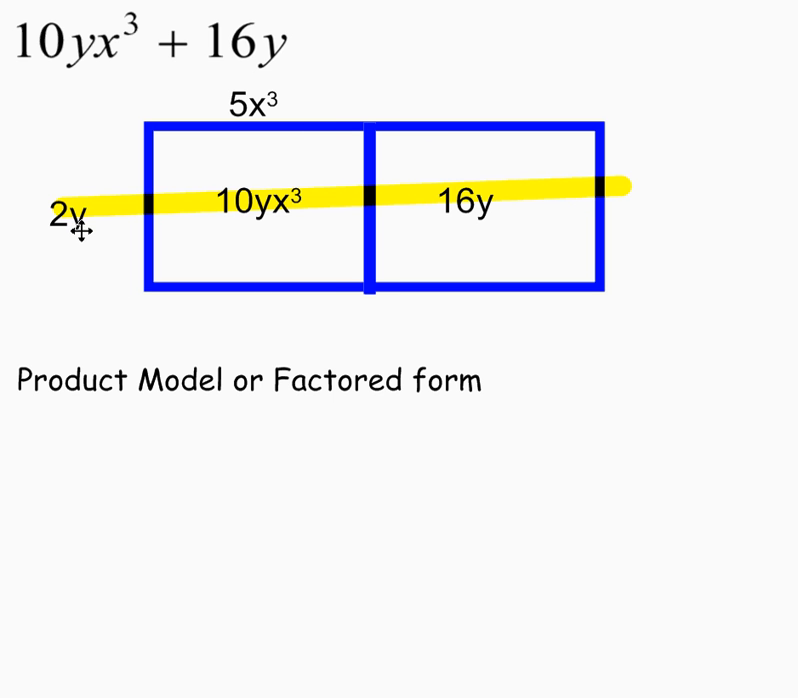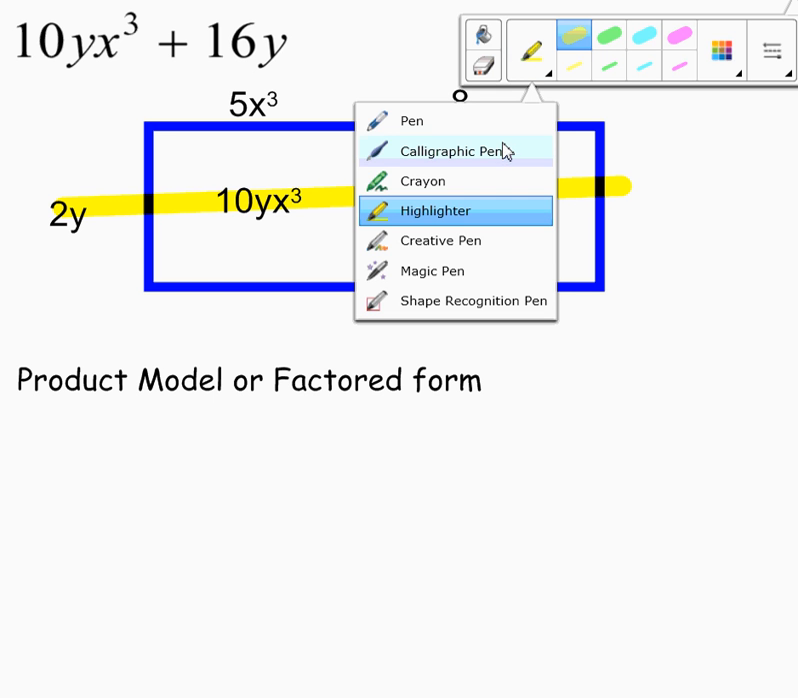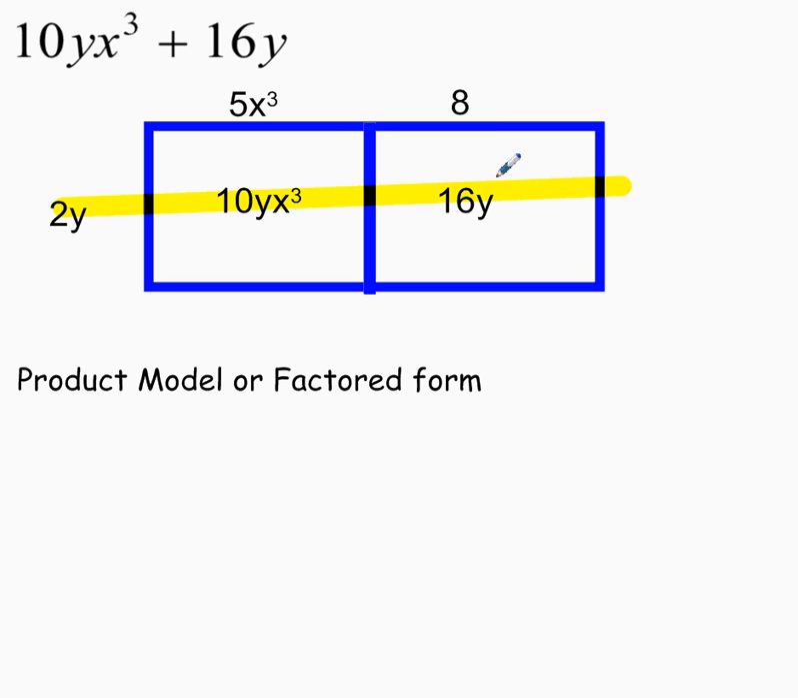We'll do it again. 2y divides into 16y. Well, 2 divides into 16 8 times, and y divides into y 1 time. Mrs. Peters forgot to put the y in when she was writing this. You can type it like this or write it like this, and cancel out what needs to be canceled out. So my product form, also known as my factored form, is 2y times the quantity 5x cubed plus 8.